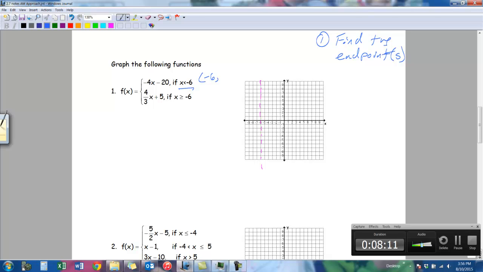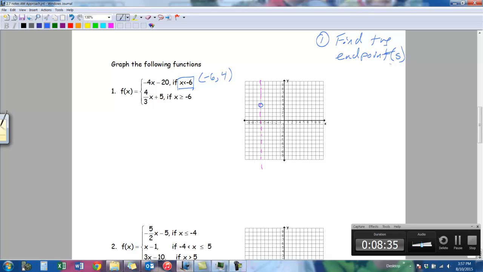Now, take that -6 and plug it into here. -4 times -6 is 24. Minus 20 is 4. Now, we're going to plot that point, -6, 4. That is going to be an open dot. The reason why it's an open dot is because it's less than. Remember, greater than or less than are going to be open dots.